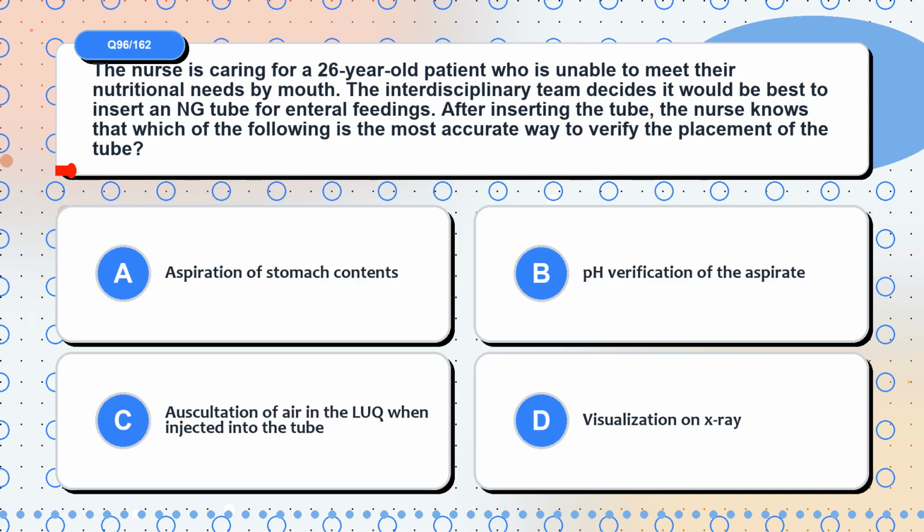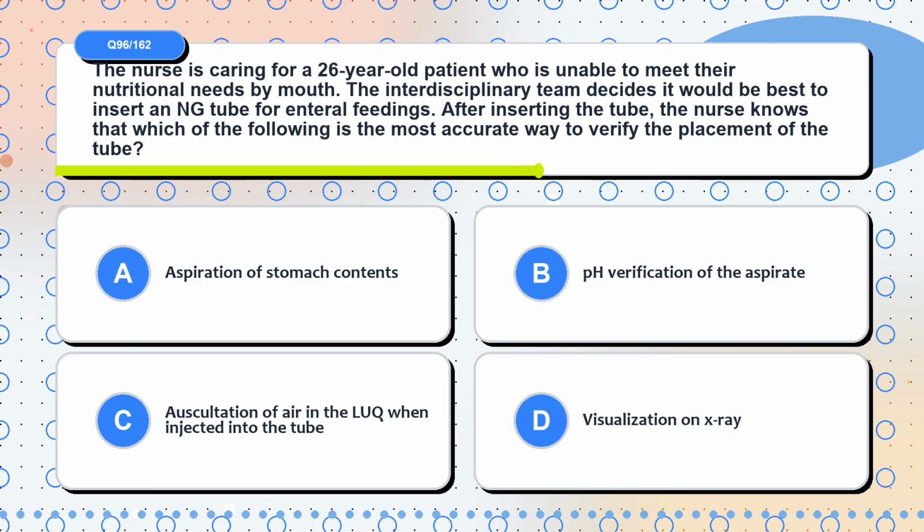Question 96. The nurse is caring for a 26-year-old patient who is unable to meet their nutritional needs by mouth. The interdisciplinary team decides it would be best to insert an NG tube for enteral feedings. After inserting the tube, the nurse knows that which of the following is the most accurate way to verify the placement of the tube. Here are the options.